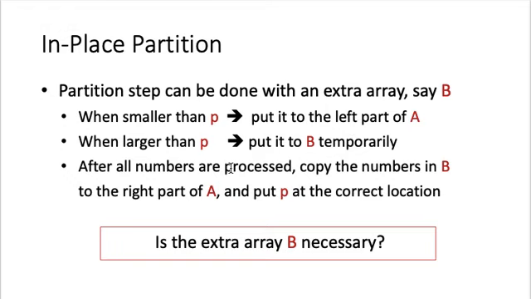And after all the numbers are processed, we are going to copy the numbers that we store at B temporarily back to A. So we are going to put them to the right part of A. And then we also put P to the correct location. So in this case, we can perform the partition step as we want, with this extra array B to help us. But the question here is, is this extra array B necessary? Can we perform everything without creating such an extra array?